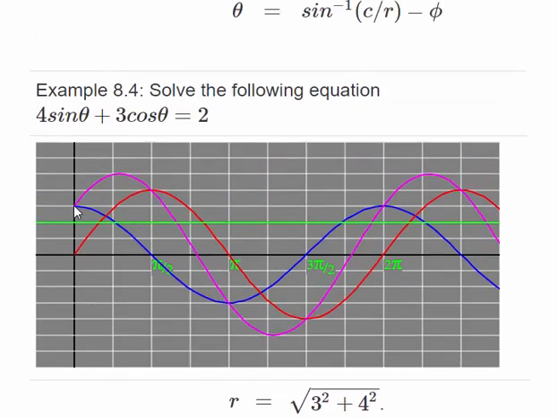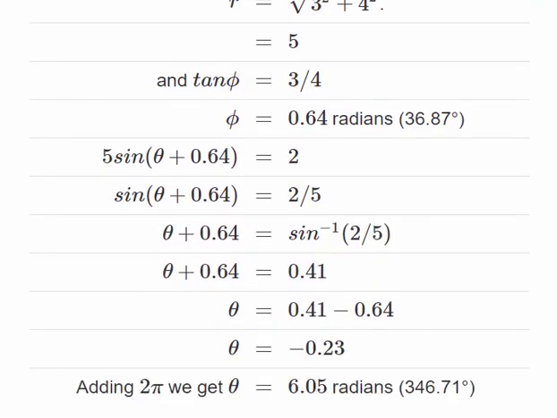If we continue the combined curve backwards, we find this point here, which is minus 0.23. So what we're going to do is add 2 pi to that to get us to this point here, which is the answer we're looking for: 6.05 radians or 346 degrees.